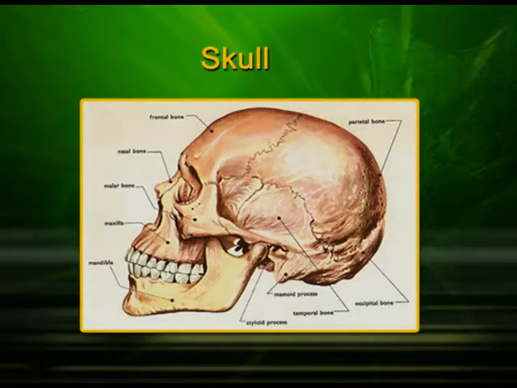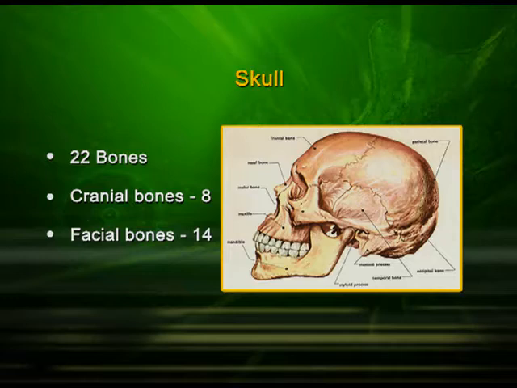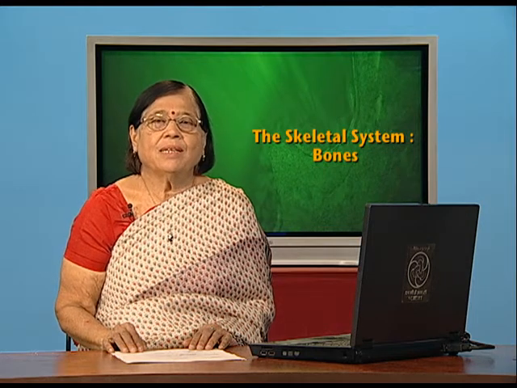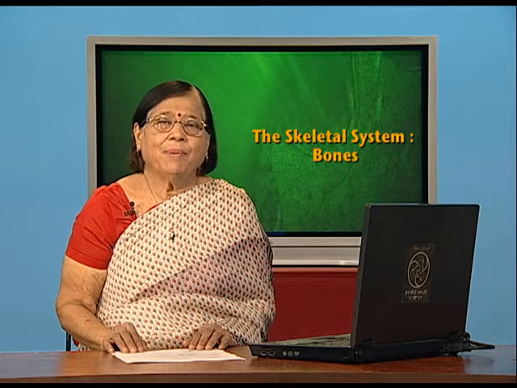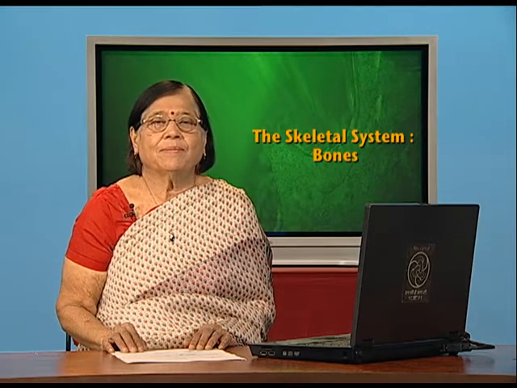Let us start the discussion with the skull. The skull is made up of a total of 22 bones. There are cranial bones, 8 in number, and there are facial bones, 14 in number, which makes this 22. Now, the cranial bones in the skull are a very hard protective covering. They are protecting the brain. The part where the brain is lodged is covered by cranial bones.